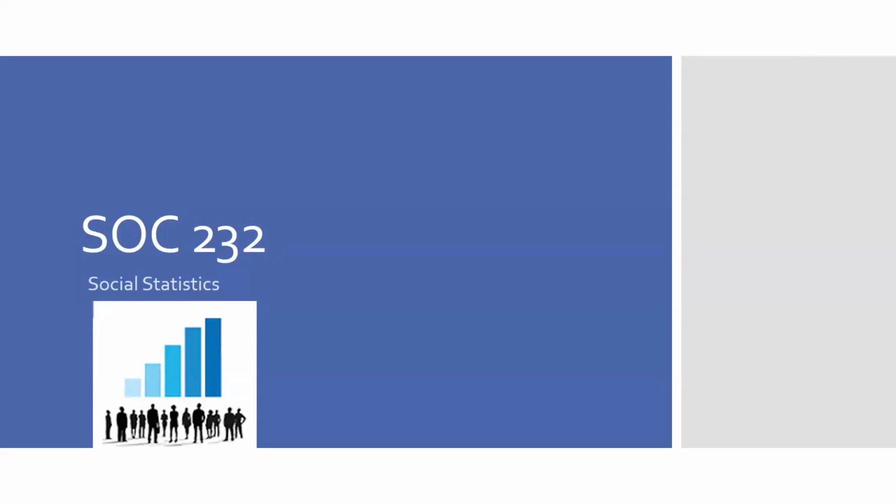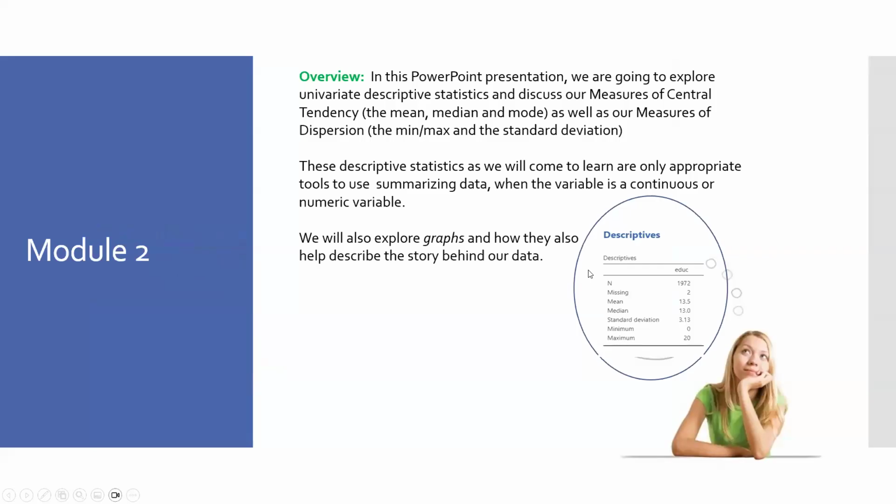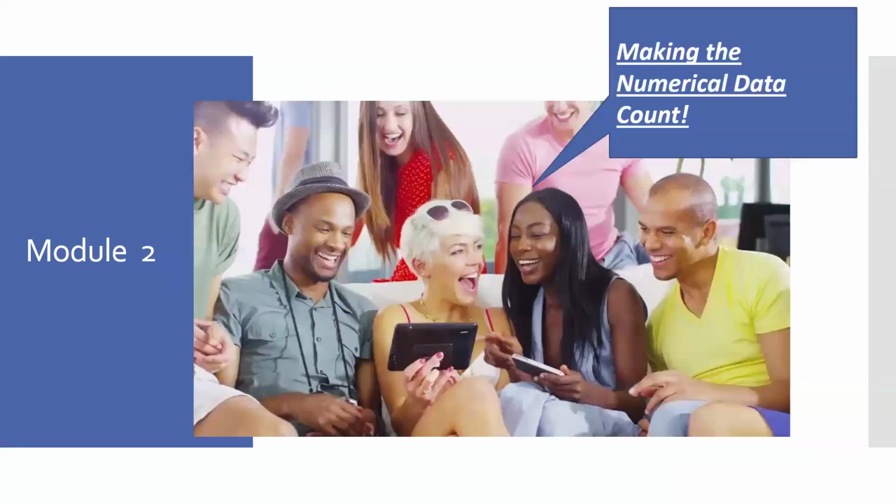Now, given all these things, we can go through and look into Module 2. In this PowerPoint presentation, we're going to explore univariate descriptive statistics and discuss our measures of central tendency, as well as our measures of dispersion. And we're also going to look at some graphical measures as well. These descriptive statistics, as we'll come to learn, are only really appropriate tools for summarizing data when the variable is continuous or a numerical variable. Continuous variables are typically types of numeric variables that we'll use.